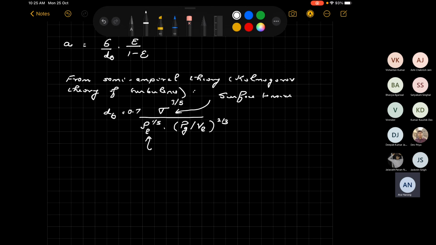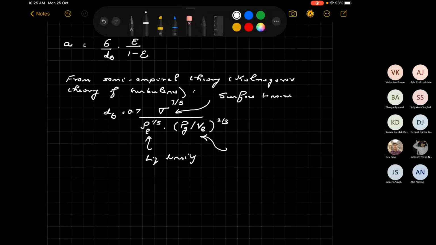And this is liquid density. And this is power draw per unit volume. And so you can see that the higher the power draw, that means the more power you pump with your impellers, the smaller will be the bubble diameter. The smaller the bubble diameter, the more the interfacial area.